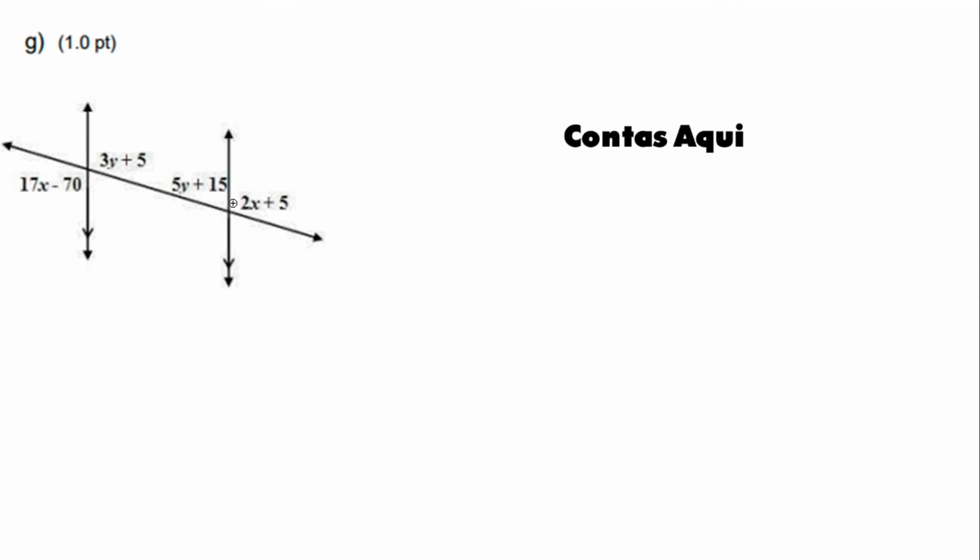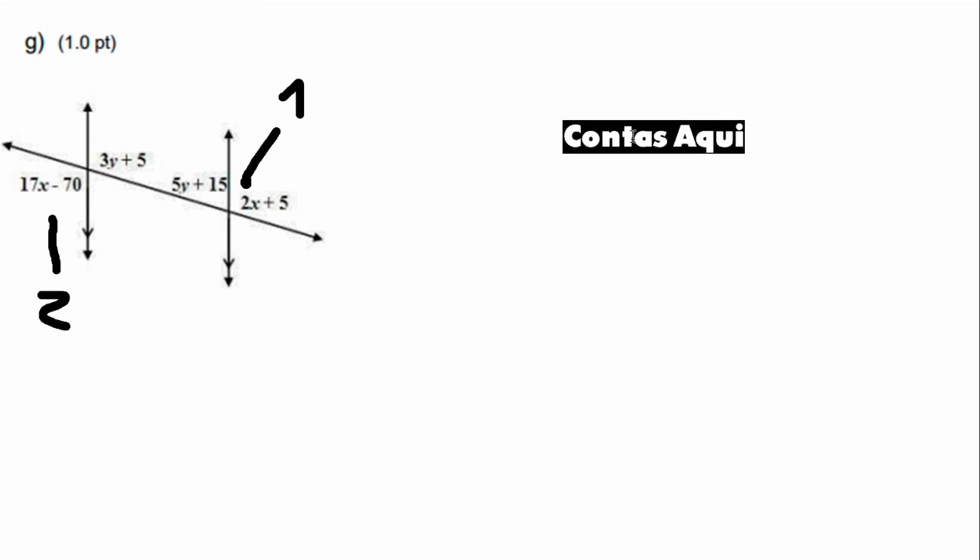Question 4G. This one may seem a little bit complicated, but it's just a little bit long. It's not that complex. As you can notice, this angle right here, which we're going to call angle 1, and this angle right here, which we're going to call angle 2, have the same variable, which is x. So we're going to use both of them to discover their value. Since they are congruent because they are alternate exterior, they are going to be equal to each other.